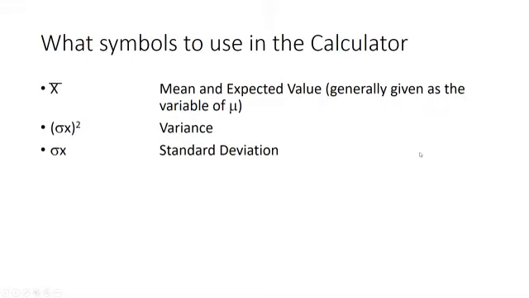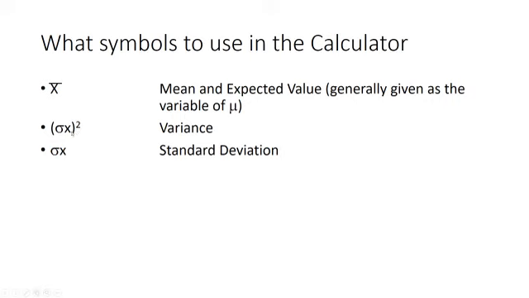Here's a quick summary. Notice that X bar is going to be your mean and your expected value. Depending on what type of scenario is given to you, it's generally given to you in the variable of mu. Almost looks like a U right here, but it's also known as the population mean. For the variance, you would be looking for sigma x squared.